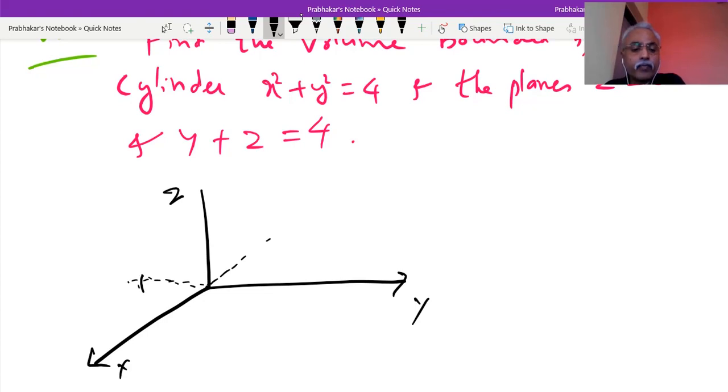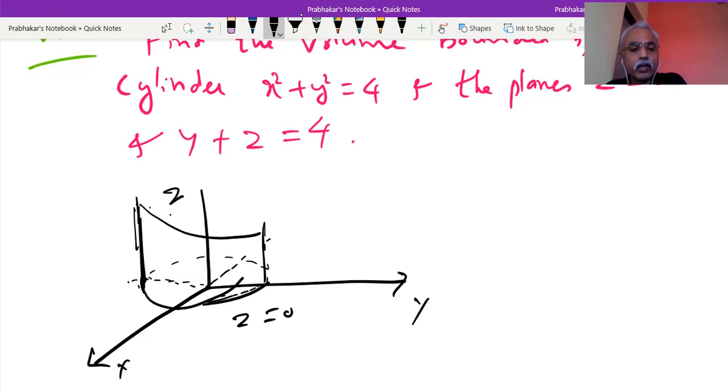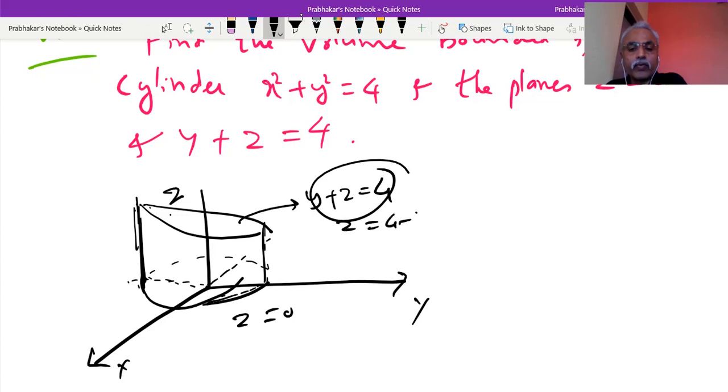In the xy plane, it is a circle. If you take it horizontally upwards, one is the z equal to 0 plane and one more is a slant plane like this. And if you cut that slant plane upward, it starts looking like this. This slant plane is y plus z equal to 4, or can be written as z equal to 4 minus y.